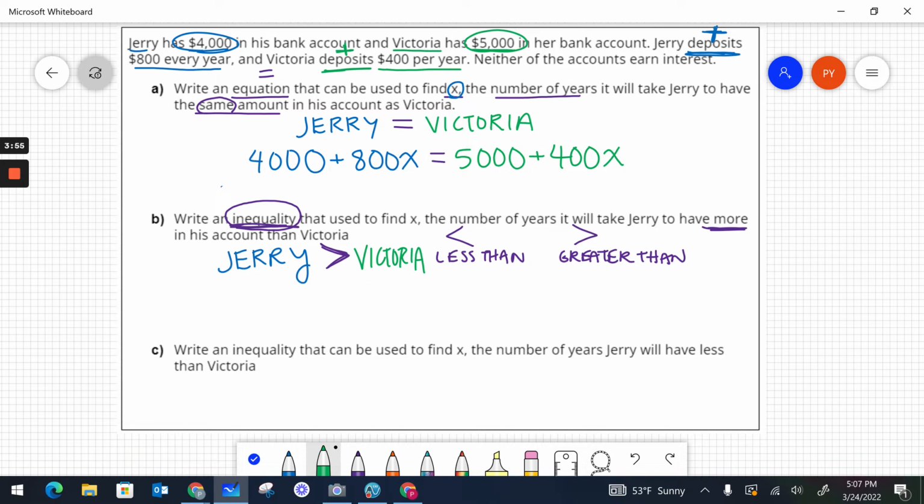Then I know from part A that Jerry has 4,000 and he adds 800 every year. So underneath Jerry, I'll put 4,000 again, plus 800x. And all of that is going to be greater than or more than Victoria's amount, which is represented by 5,000 plus 400x, 400 every year.